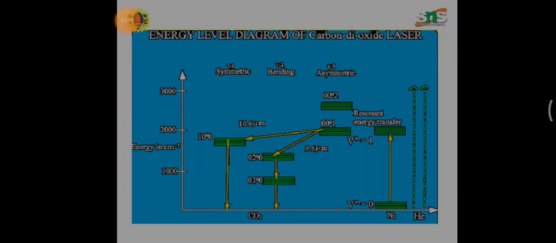And working of CO2 laser. The discharge is passed through the tube first. The nitrogen atoms are raised to excited state. So the excited N2 atoms undergo resonant energy transfer with the CO2 atoms, and raise CO2 to excited state due to the closer energy levels of CO2 and nitrogen. So when transition takes place between 001 to 100, the laser of wavelength 10.6 micrometer is emitted. So similarly, when transition takes place between 001 and 020, the laser beam of wavelength 9.6 micrometer is emitted.